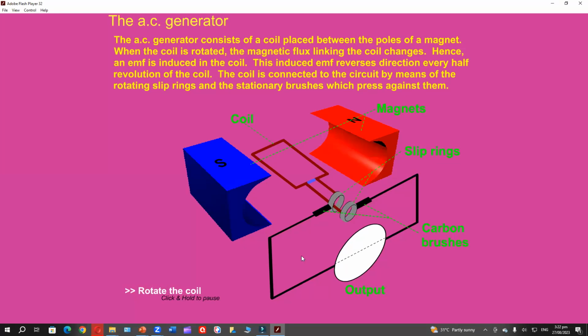This is the output of a generator. Look at this position. The generator coil is rotating. Now the generator coil is rotating and you can clearly see the slip rings. This is the output of a generator.